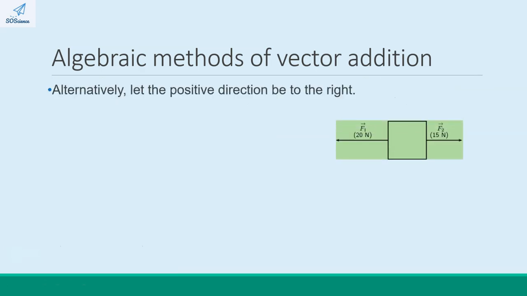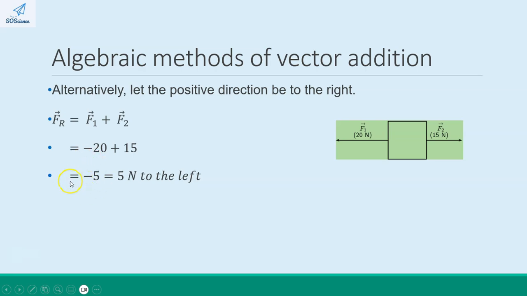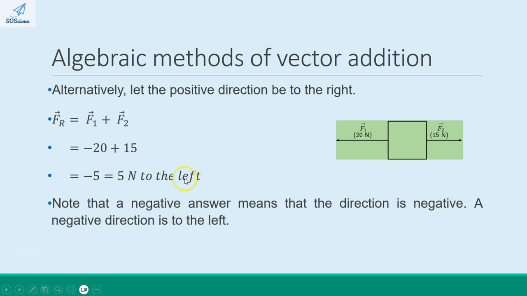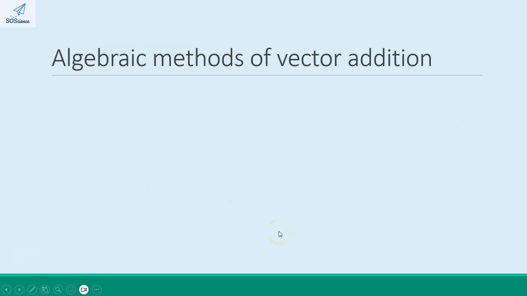If, on the other hand, we choose the right to be the positive direction, we'll still derive the same answer. Fr equals F1 plus F2. In this case, the 20 newtons is going to be the negative number, and the 15 newtons is going to be positive. Minus 20 plus 15 is equal to negative 5, which means 5 newtons in the negative direction, and a negative direction means to the left.